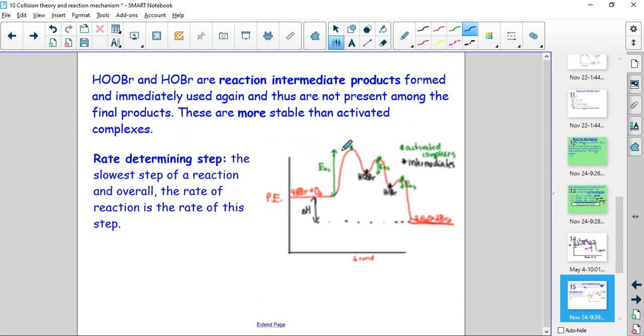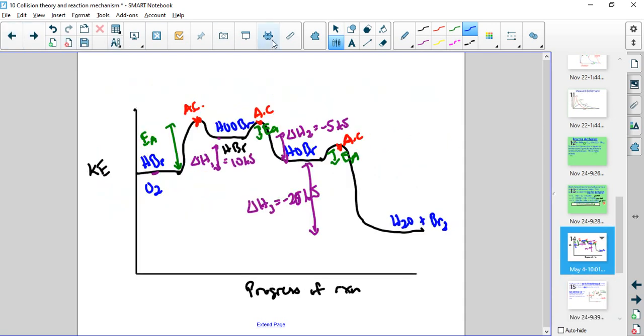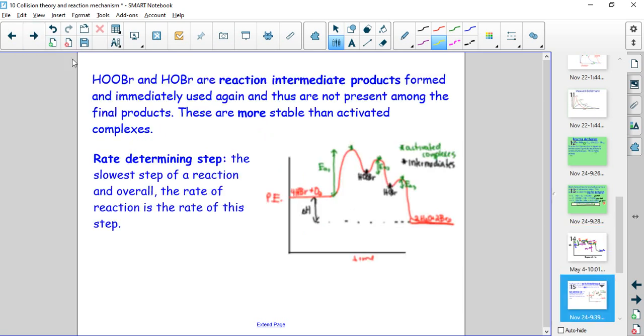Our activated complexes are there, our intermediates. I should highlight these. Our intermediates are here, right? And here, those are our intermediates. Our enthalpies, right?